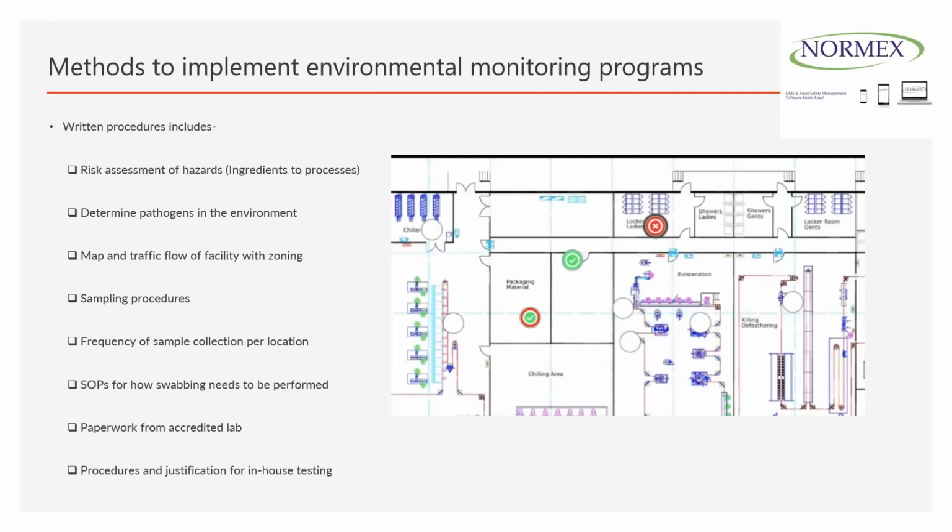Sampling procedures are important. Like if I'm producing 10,000 units in one shift, how many samples am I going to collect? 3 samples for 10,000 units would not be representative. You could increase it to 4 or 5, depending on what your process is. Frequency of sample collection per location, and SOPs for how swabbing needs to be performed, paperwork from accredited lab, procedures and justification for in-house testing.